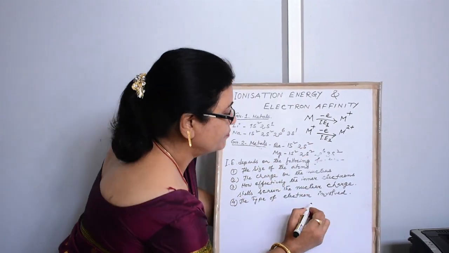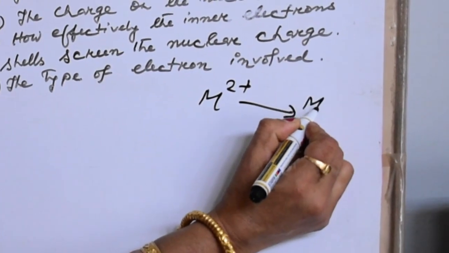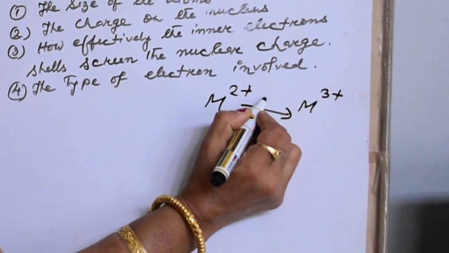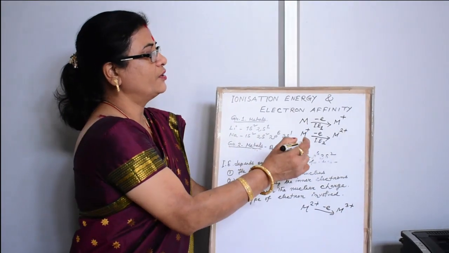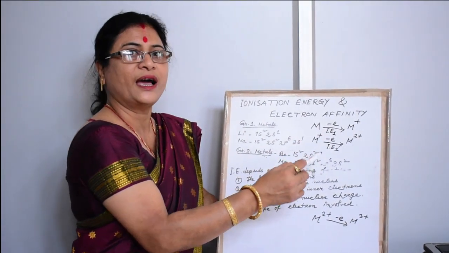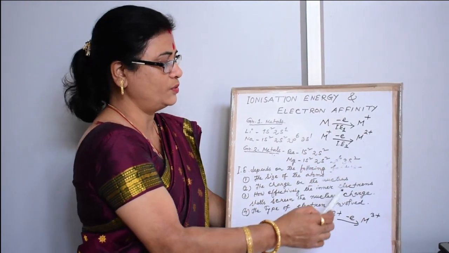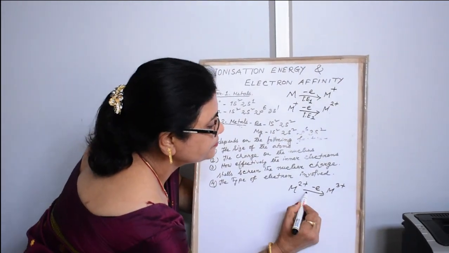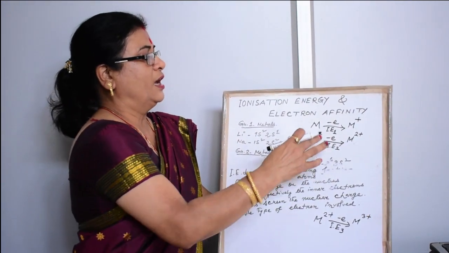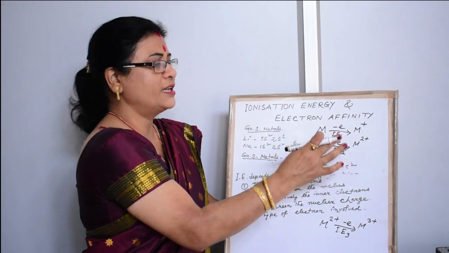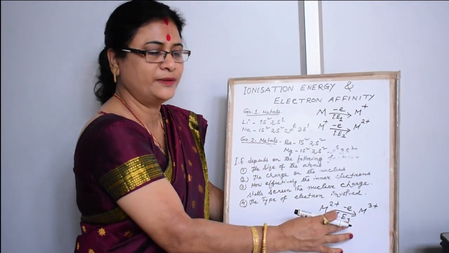Then again we can form M3+ from M2+ by removing one electron from the outer shell. These are called the successive ionization energies. Ionization energy 1, ionization energy 2, ionization energy 3 are called the first ionization energy, second ionization energy and third ionization energy respectively.